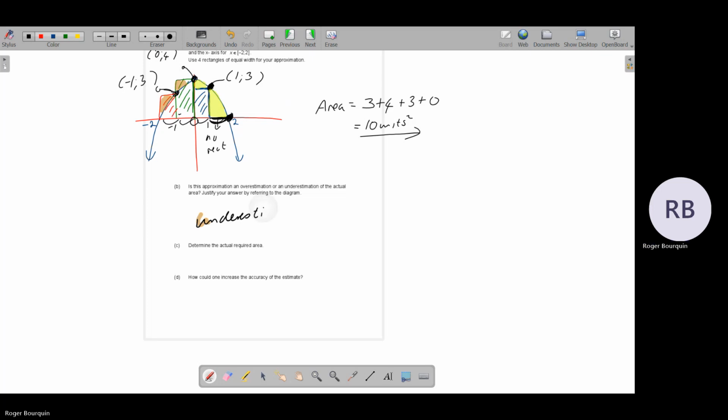Is it? Looks like, because the yellow is the underestimated part, brown is over, and yellow is bigger than brown. So that's why I said it's under. That'll be my guess.